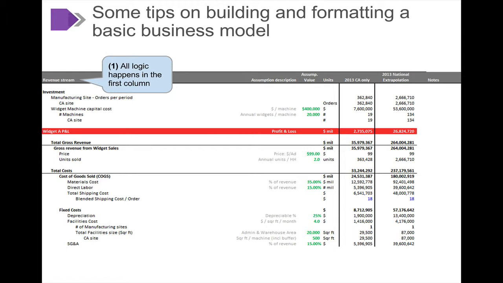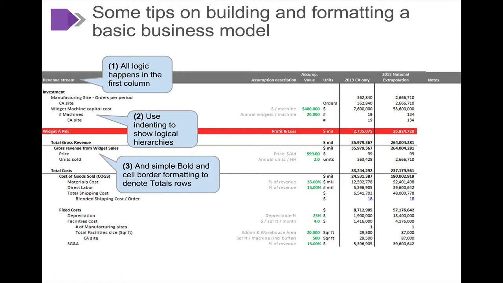Firstly, try and make this a one-column model, with all logic flowing smoothly down through the rows. Second, use indenting to show any logical hierarchies that are implicit in your model logic. This will highlight the simplicity of your logic and make it much more readable. Third, use very simple formatting, including bold and some cell borders, to denote total rows and other important cells. Fourthly, for each line in the model, clearly indicate the unit of measurement. This is really helpful for avoiding simple logical blunders like multiplying the wrong two things together.